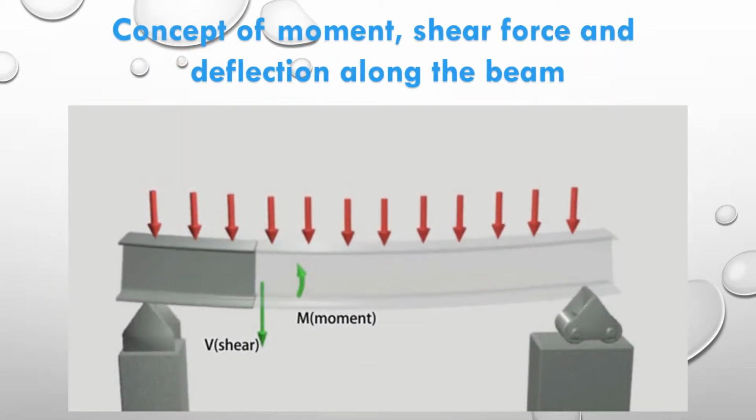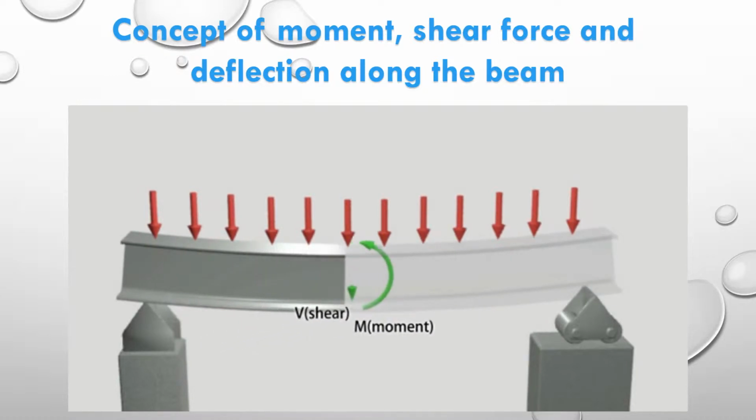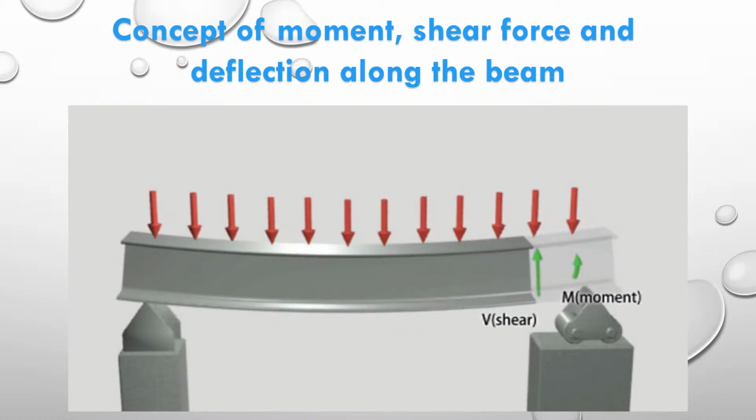This animation shows how the internal shear and moment vary along the length of a uniformly loaded beam, with the shear being greatest at the ends and the moment being greatest at midspan.